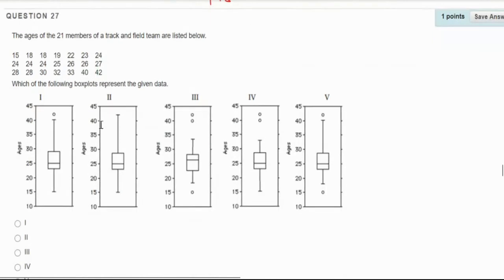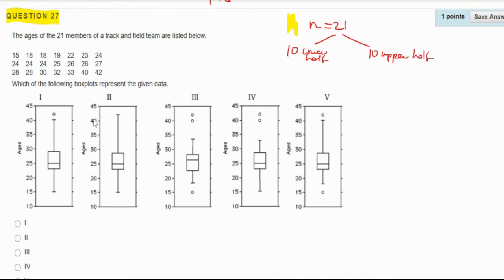Okay. Now 27, I would say that is the only difficult type of question you have in the whole test, because that will take a little bit of time. So let's solve. We've been told that your n is 21, which means that you're going to have 10 on the lower half, and then you're going to have 10 on the upper half.